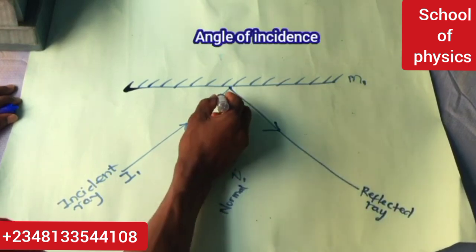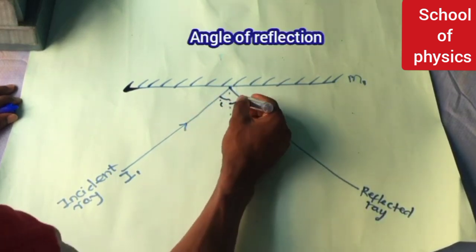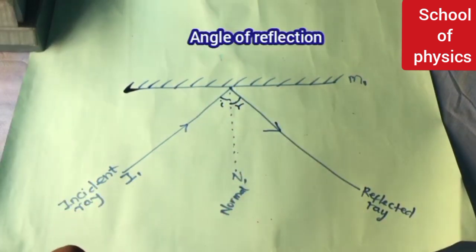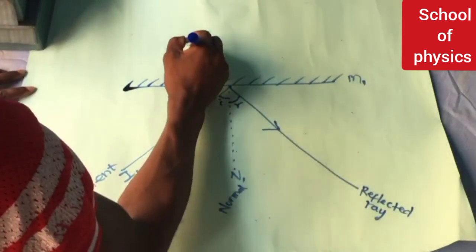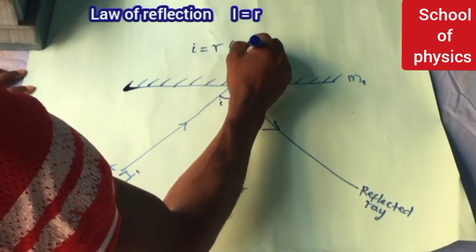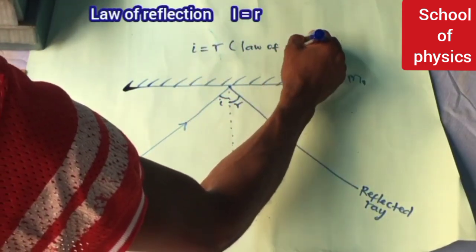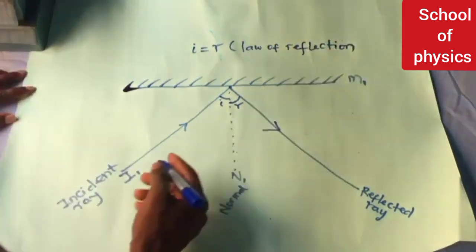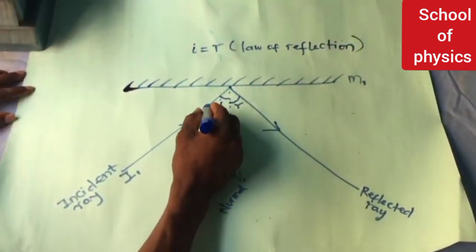So that's our angle I, and that's our angle R. So from the law of reflection, I is equal to R, which means this entire angle can either be 2R or 2I. So we are just going to call it 2I.